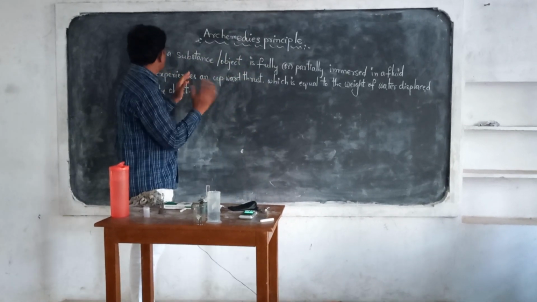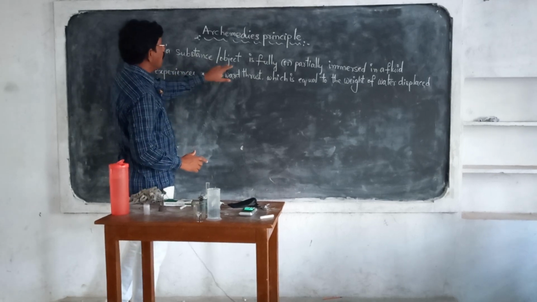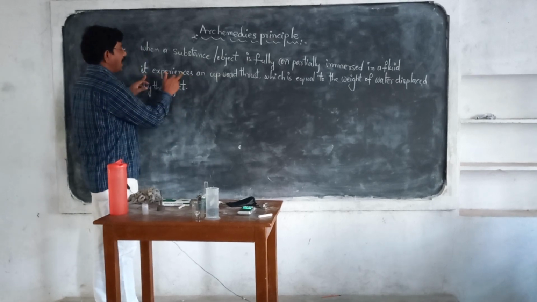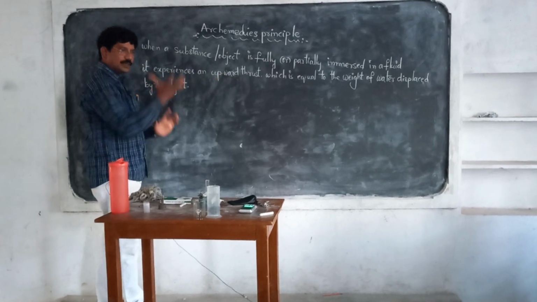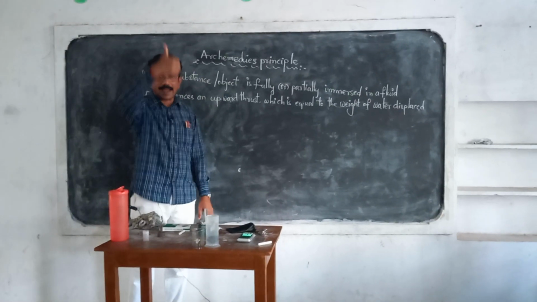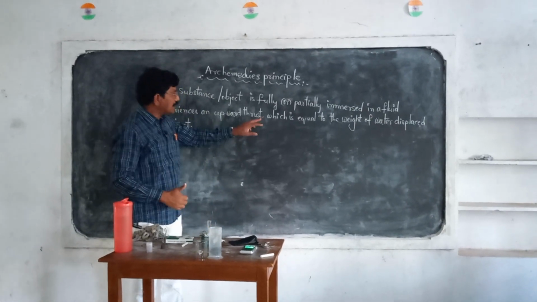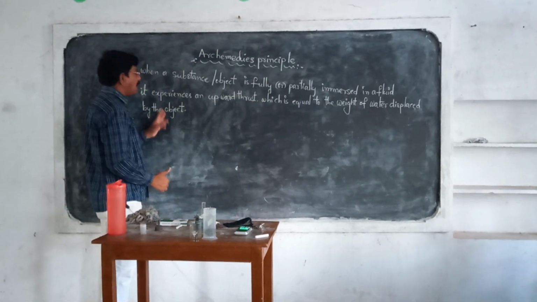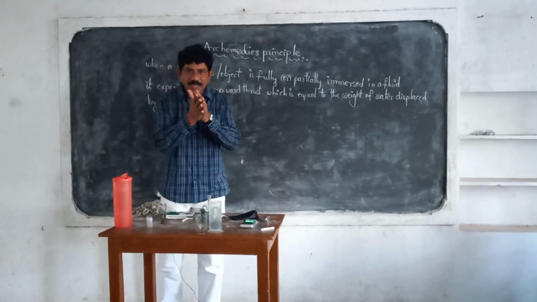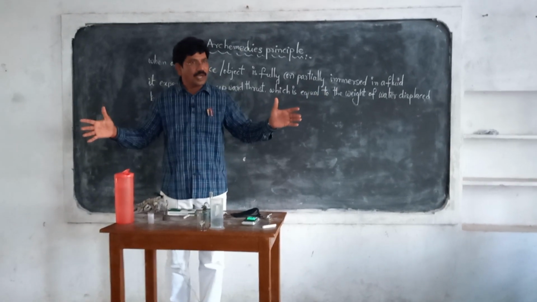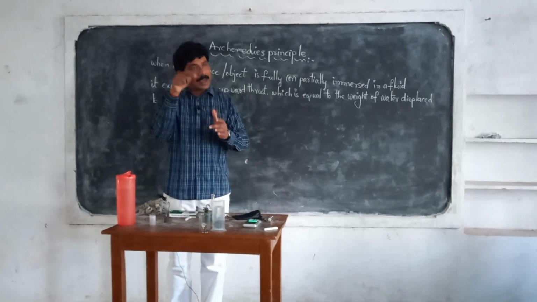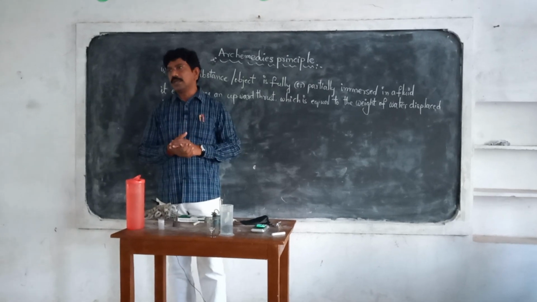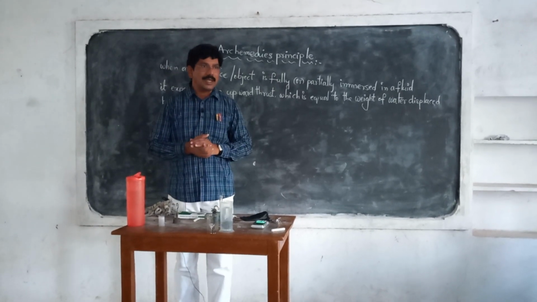Once again, there are two statements. When a substance or an object is fully or partially immersed in fluid or water, it experiences an upward thrust. That thrust is acting in the upward direction. That thrust must be equal to the weight of the water displaced by the object. So that object displaces some water, some fluid. So the upward thrust and the weight of the water displaced are both equal. This is all about Archimedes principle.